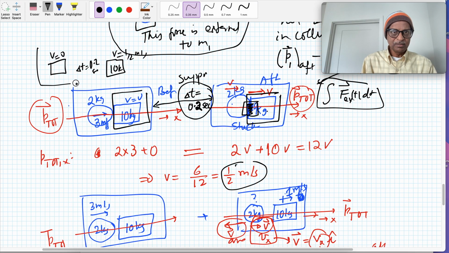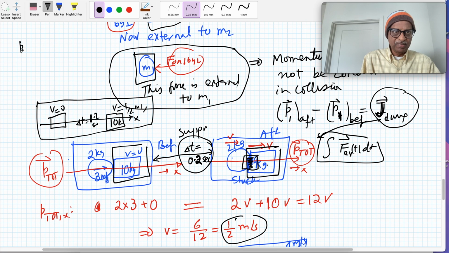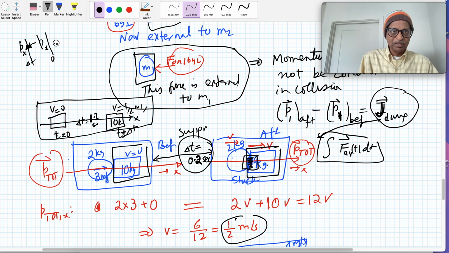So in this situation, the change in momentum is along the x-axis. We have a px. If this is t, then this is t plus delta t. Let's call t equal to 0 before and t equals delta t after. Px at delta t minus px at 0, that's the change in px, which equals the impulse x.